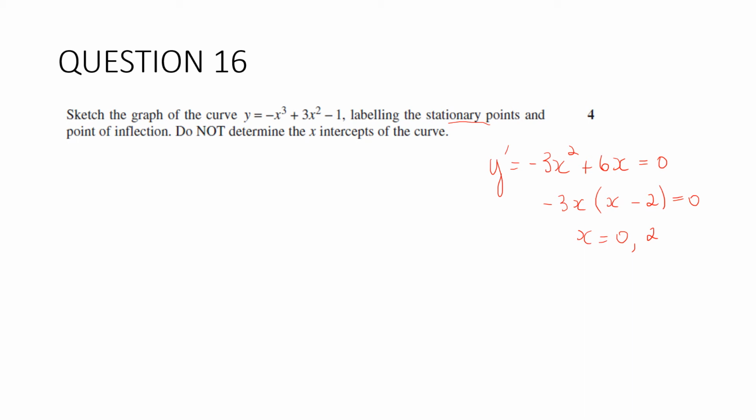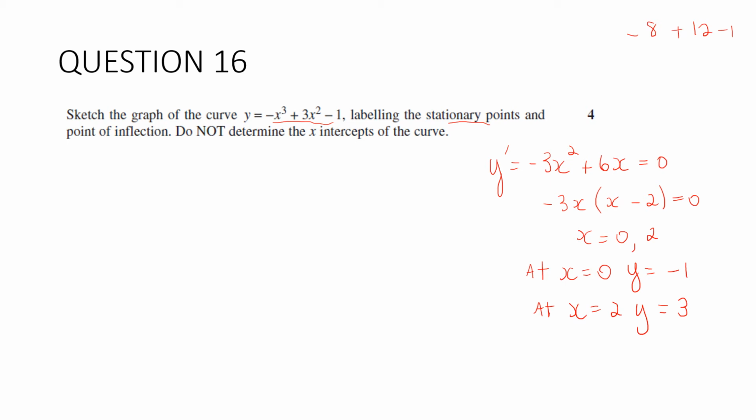We need the y coordinates. At x equals 0, y is equal to, I'm just going to substitute back into here, negative 1. And at x equals 2, y is going to be equal to negative 8 plus 12, take 1, so the total is 3. Okay, so there are our stationary points.